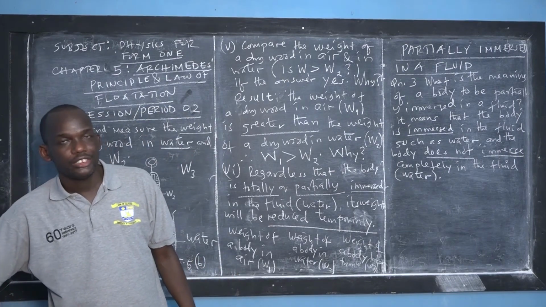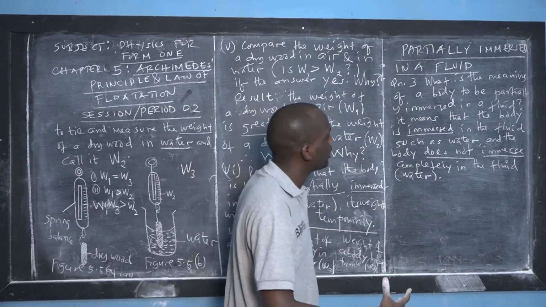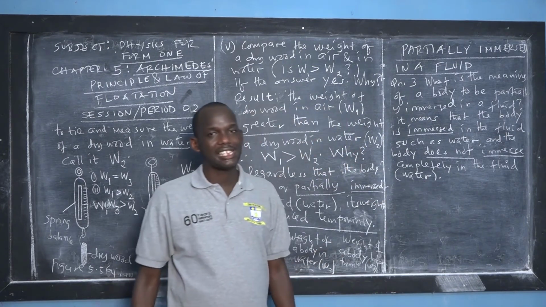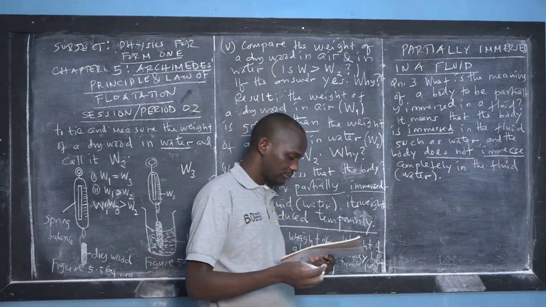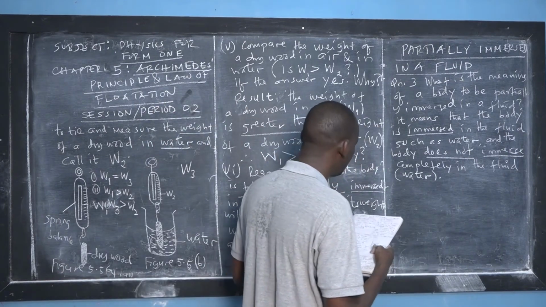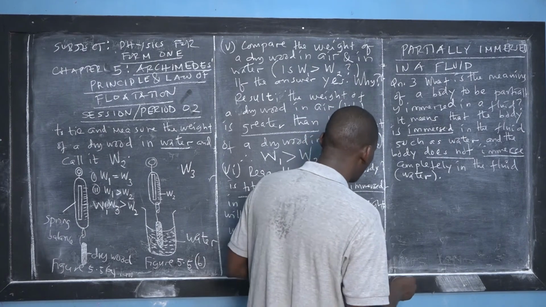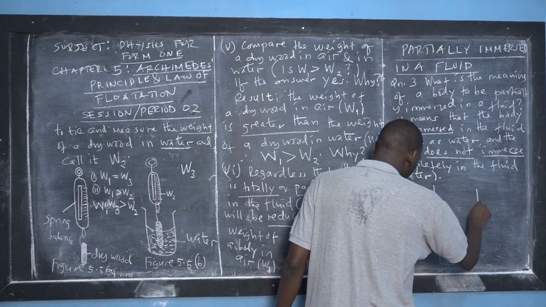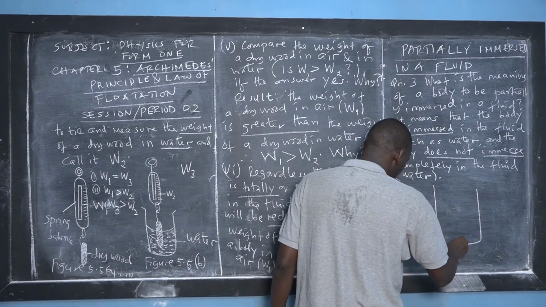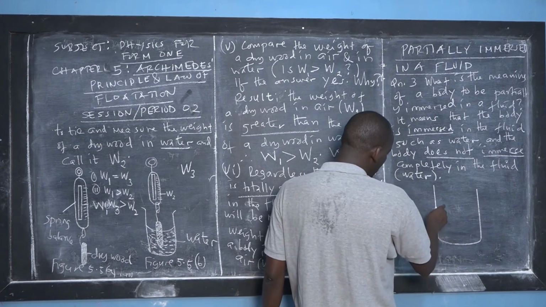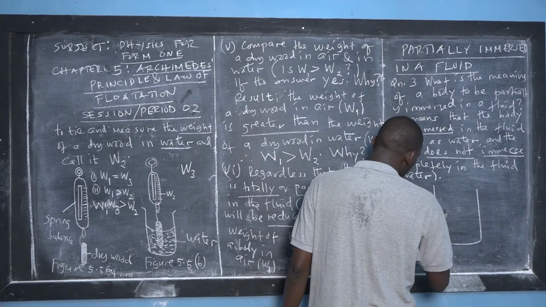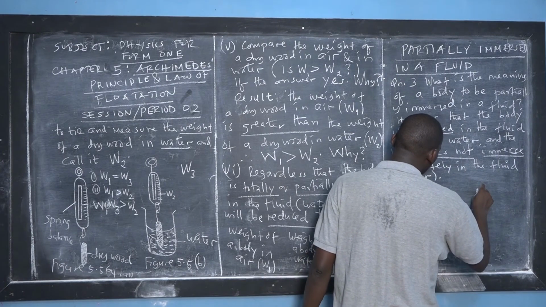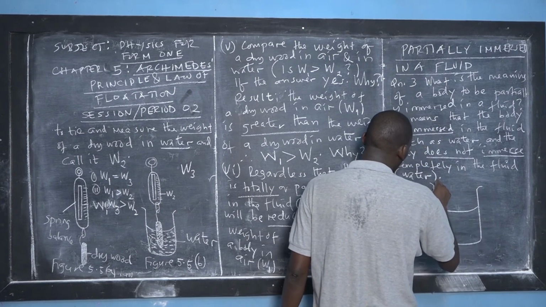Manake kwamba ni hiki partially immersed ni kitu tunapokitumbukiza katika kimiminika au katika gesi hakizami chote, kinazama sehemu. Okay? Kwa hiyo ndio point ambayo ya msingi. Manake for example, for instance, if you want to use a diagram to demonstrate this concept, and this happens because, for example, you know the ships used to experience partially immersed in the lake or in the ocean.